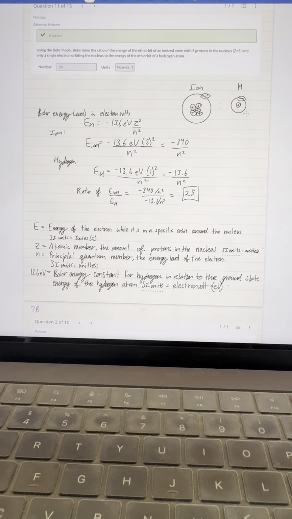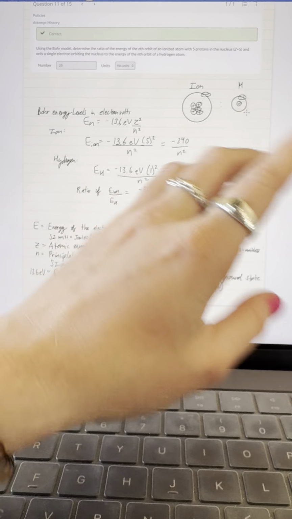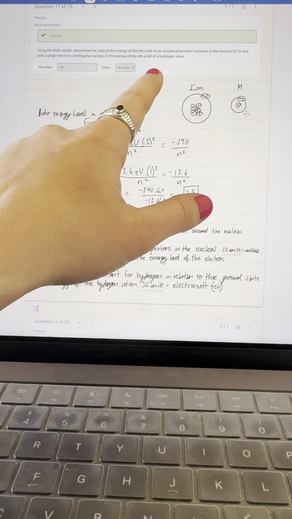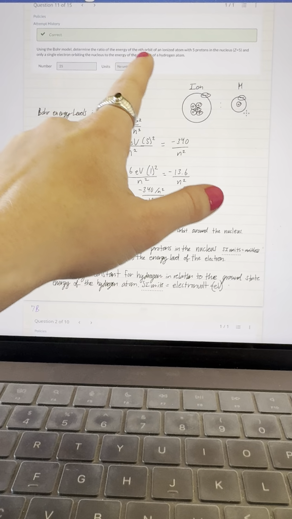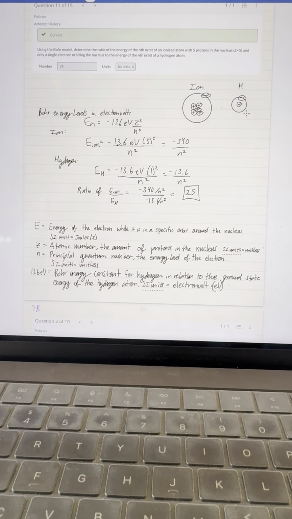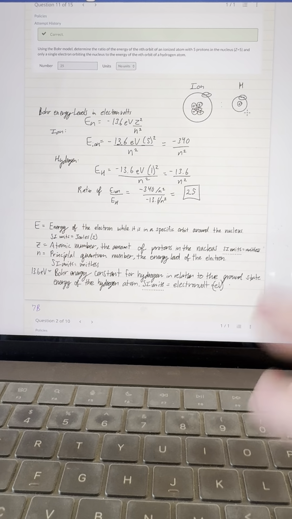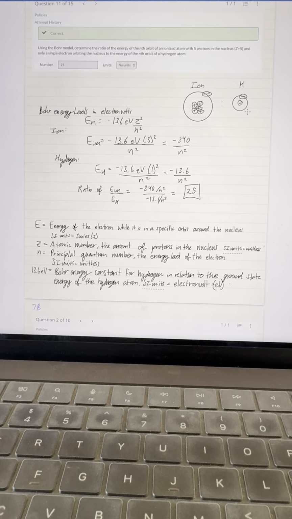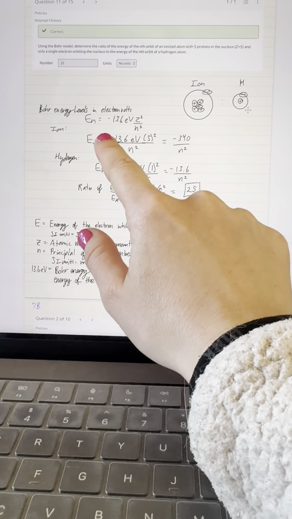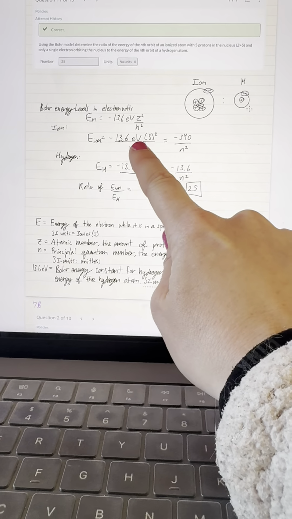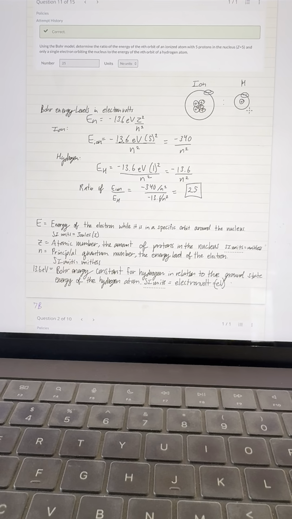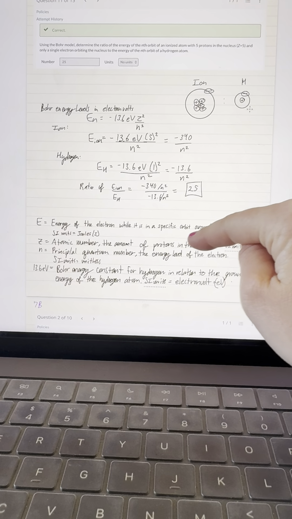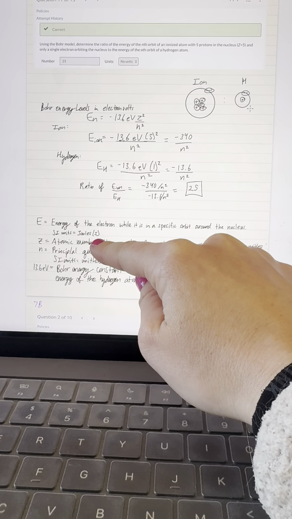And then it's wanting to calculate the ratio of the energy. So we have to compare the two energies. And we do this by using the Bohr energy level in electron volts equation. And so first I do it for the energy of this ion that we have. And this equation states that E equals the energy of the electron while it is in a specific orbit around the nucleus. Its SI units is joules.